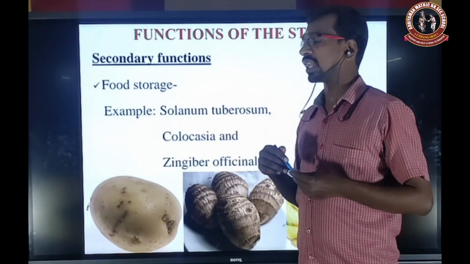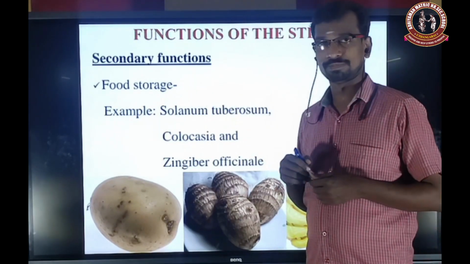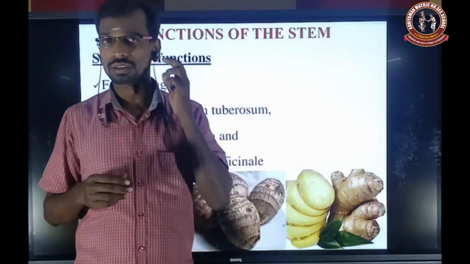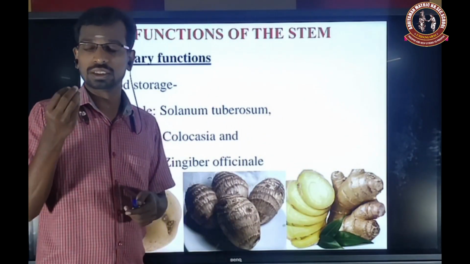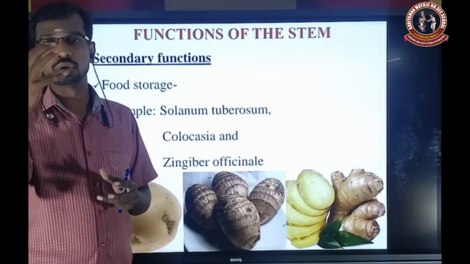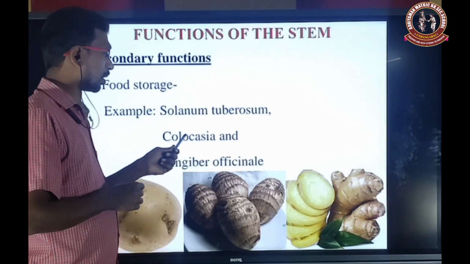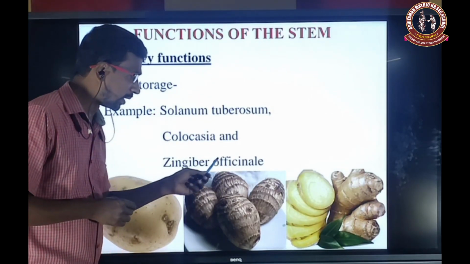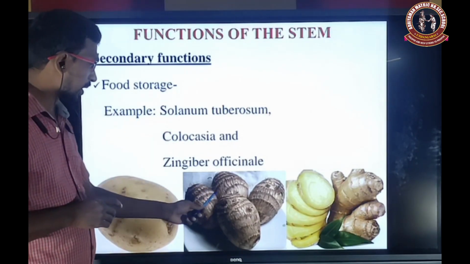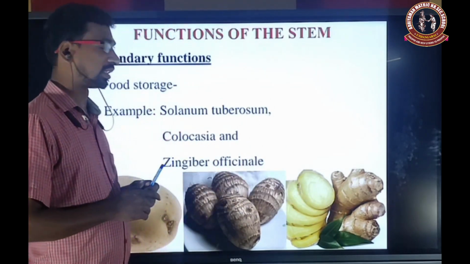Let's go to the secondary functions of the stem. The first one is storage. Some stems are modified in structure, and as a result they do storage. It acts as a storage organ and stores food material. Examples: Solanum tuberosum, Colocasia, Zingiber officinale.